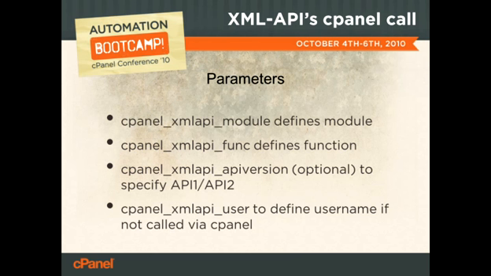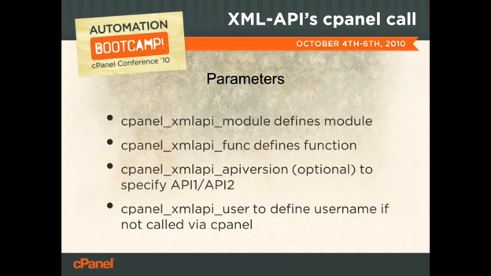When you call it, you're going to call /XML-API/cPanel, then pass in the parameters you see on the slide. The first parameter you see will be cPanel_XML-API_module, which defines the module of the call you're wanting to call. So in the example we showed earlier, you'd pass in MySQL-FE here. cPanel_XML-API_func defines the function you want to call. So we'd pass in list users with DB here.